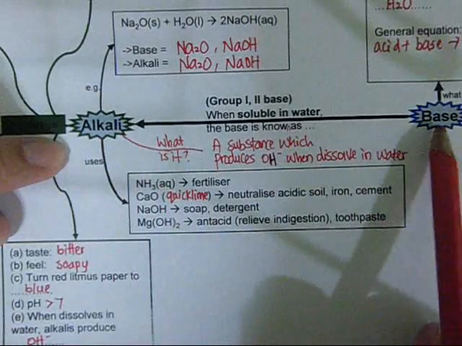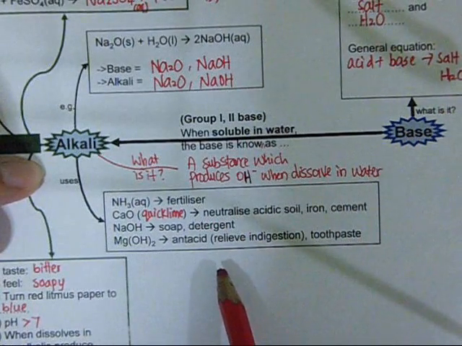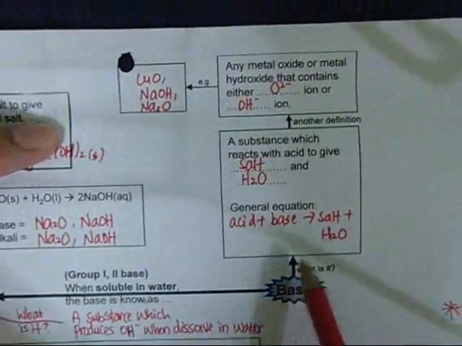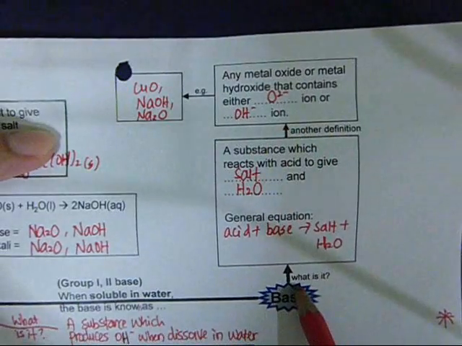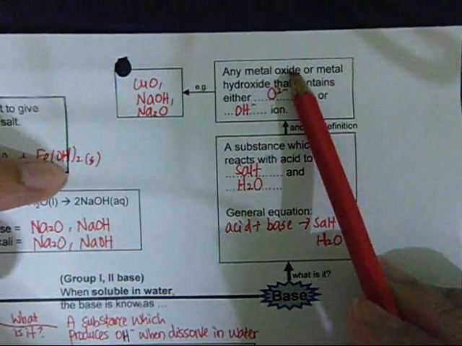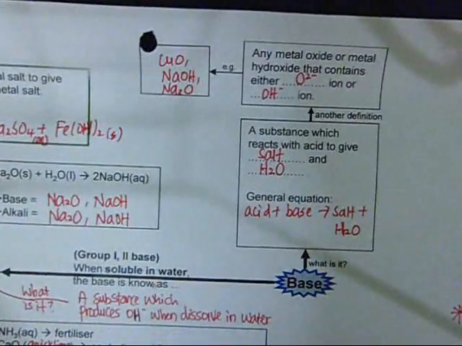And alkali is also a base that is soluble in water. Okay, and what is a base? A base is either a metal oxide or a metal hydroxide. So this part you have to remember as well.